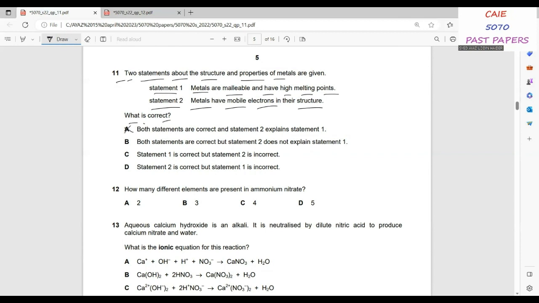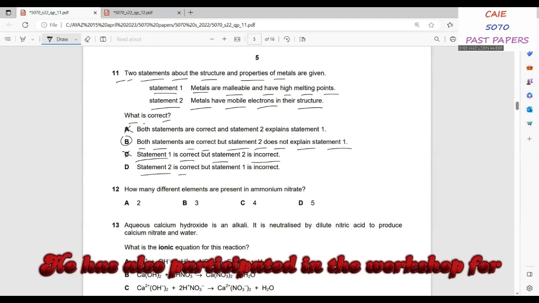So A is wrong. B, both statements are correct, but statement 2 does not explain statement 1. This is right. For your convenience, I am reading the other statements also. Statement 1 is correct, but statement 2 is incorrect. This is wrong because both statements are correct. Number D, statement 2 is correct, but statement 1 is incorrect. This is also wrong.